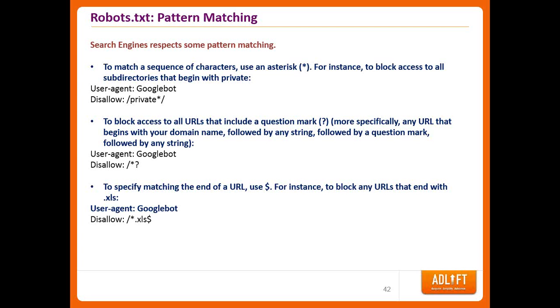The other one is if you want to block a specific file type. You don't want any PDFs, XLs or JPGs on your website to be crawled. What you can do is block them with the extension name and add the dollar sign at the end of the extension.